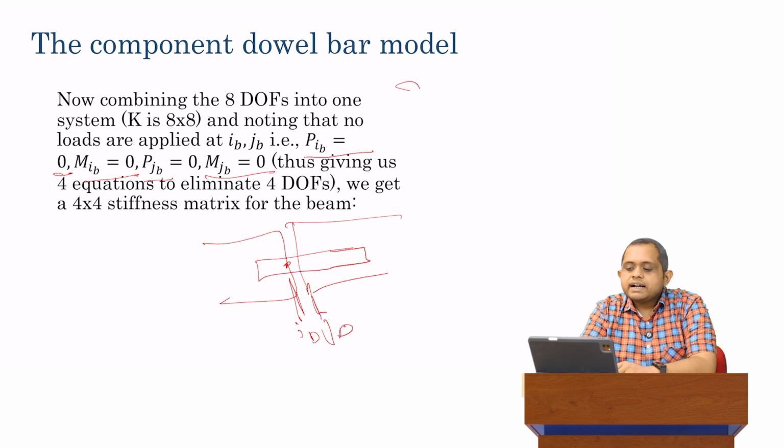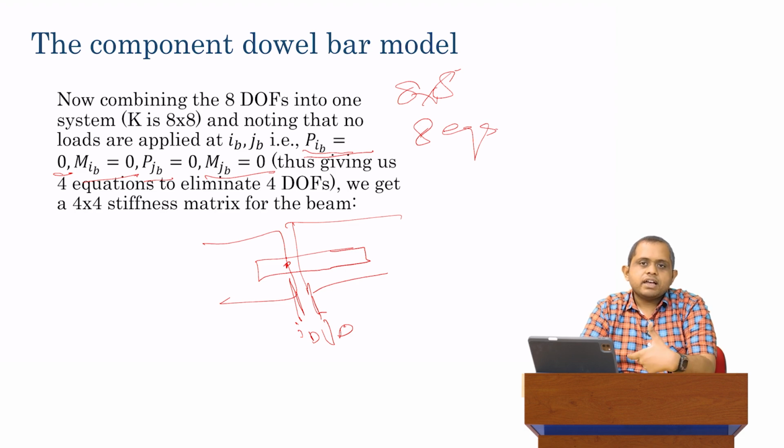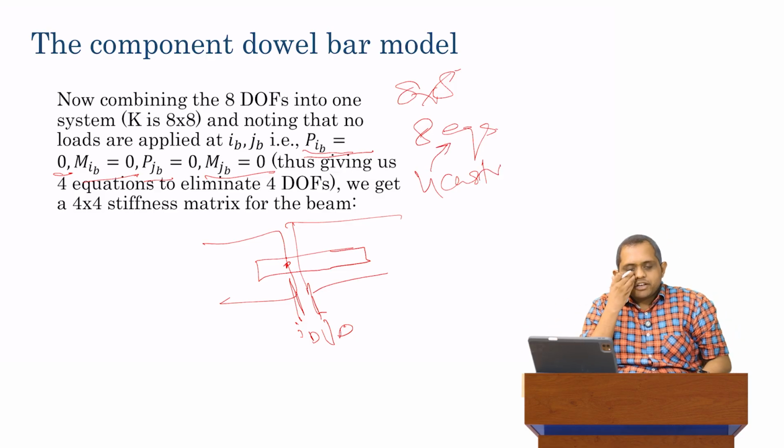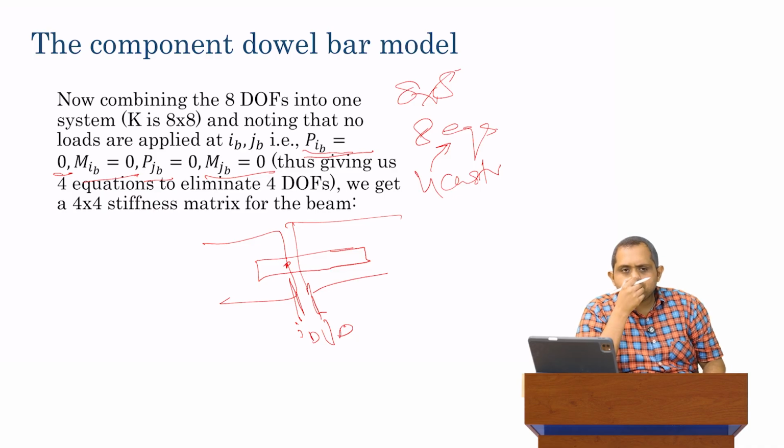So currently we had an 8 by 8 stiffness matrix. That is another way of saying that we had 8 equations. Now we have 4 extra equations which we can use. So we have basically not equations, these are 4 constraints. Using those 4 constraints, we can actually reduce the number of equations. It's just a bunch of multiplication and addition that has to be performed. I'll show you the final form in the next slide.